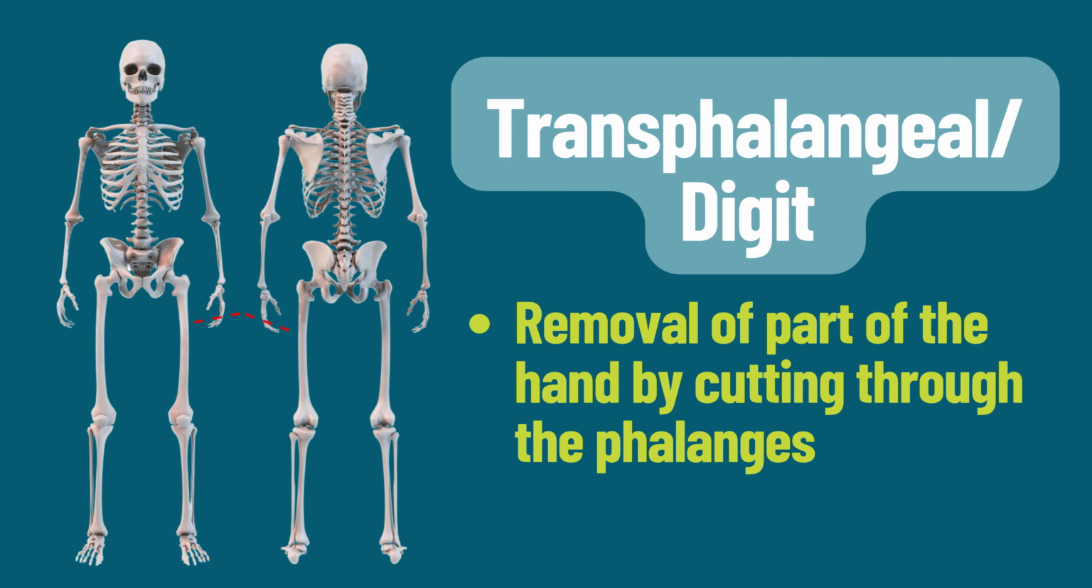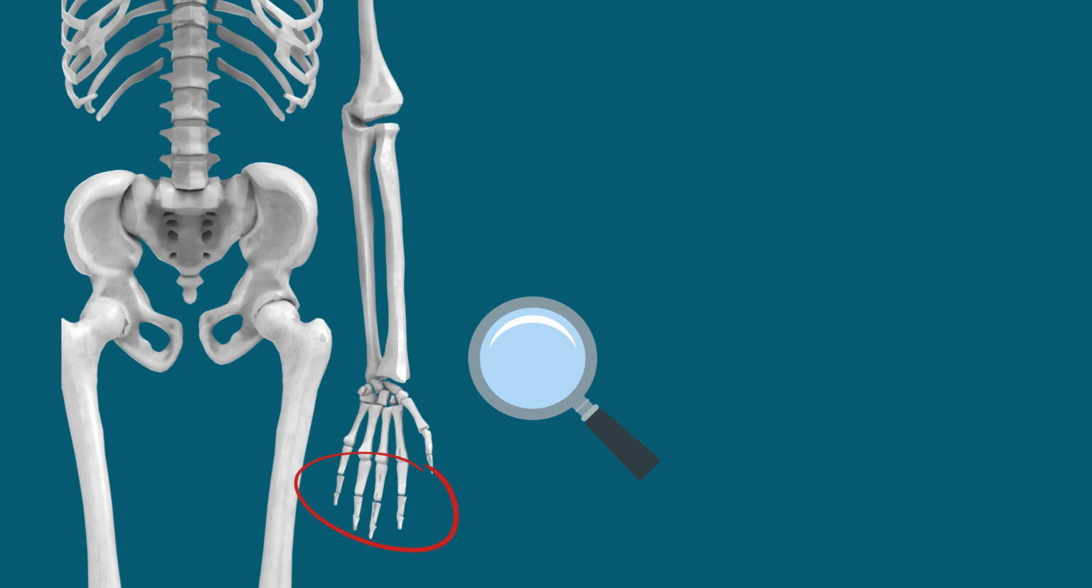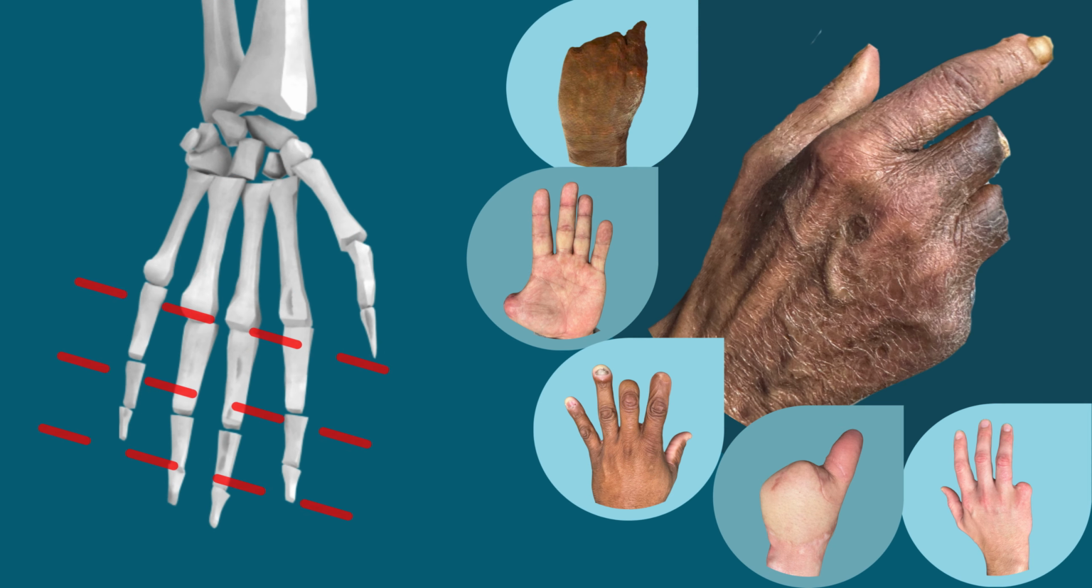The most distal upper extremity amputation occurs through a finger, also known as a transphalangeal amputation or a digit amputation. This involves the removal of part of the hand by cutting through the phalanges. This level of amputation can greatly impact fine motor skills, including grip and pinch strength, dexterity, and coordination. However, the more proximal levels of amputation are more challenging to rehabilitate as they possess fewer joints and muscles and require more energy to use a prosthetic device.